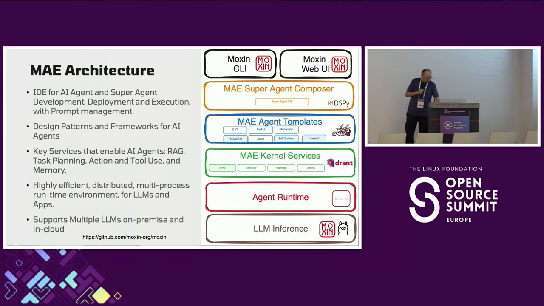Here is an example of that. At the bottom, you can see the LLM interface, and there's an agent runtime running on top of it. There are some kernel services like RAG, memory, planning, and action. On top of that, there are templates that people can use to compose different agents, and there's a composer. On top of that, there's a command line interface or web interface.